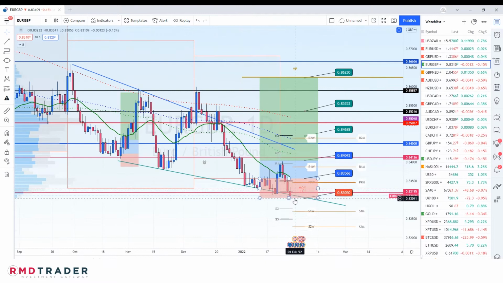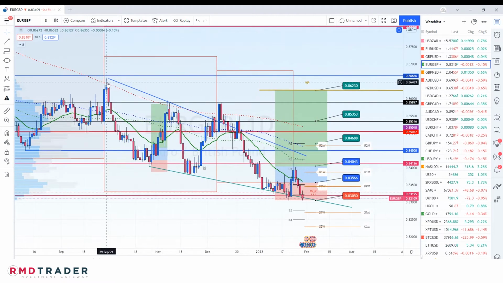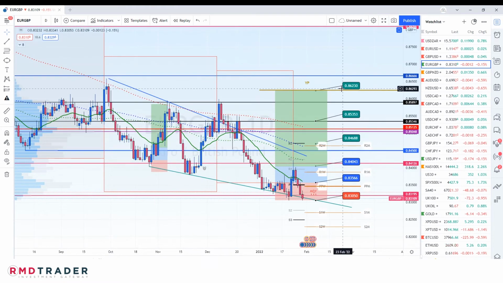At this stage it would be safe to say we will have to wait and see whether we can see a recovery back above the monthly pivot, coinciding with the new weekly pivot as well. And once we do see that, and especially if we take out that monthly R1, that will, I'm pretty sure, start this recovery process towards the top of this falling wedge, where we have our yearly pivot at 0.862.